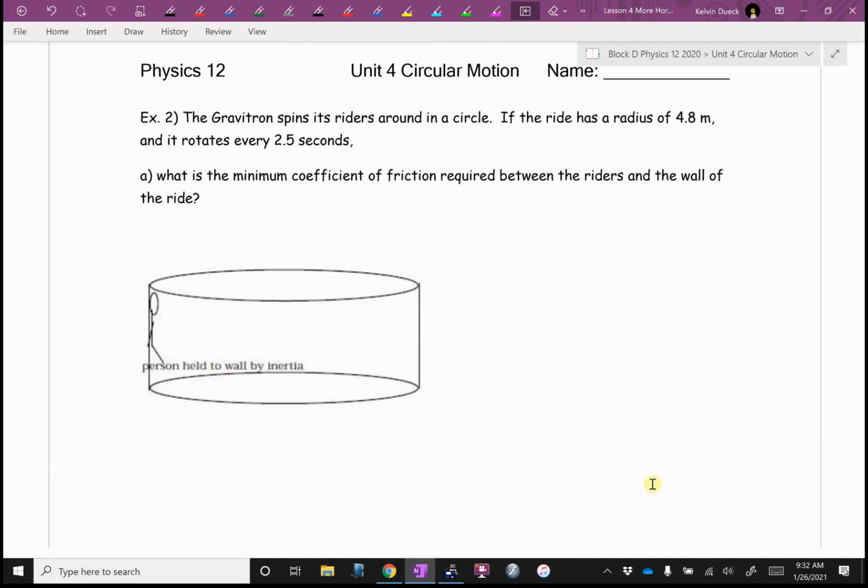And I gave you a lovely picture, so let's label the picture here. Let's put a dot right by the person. What are the forces acting on this person? Get the obvious one. We're back on Earth, so which way would gravity be? Down. Are they sliding down the wall? Are they sliding up the wall?